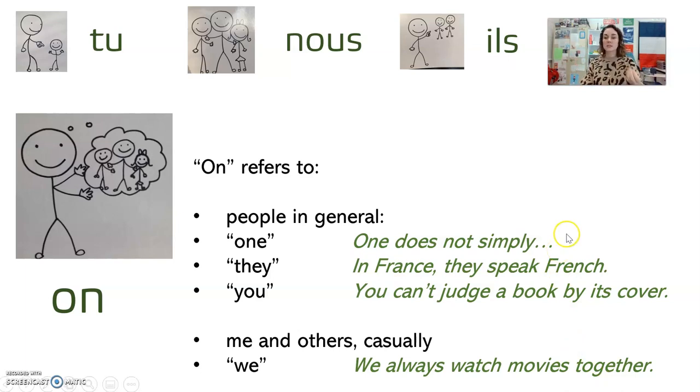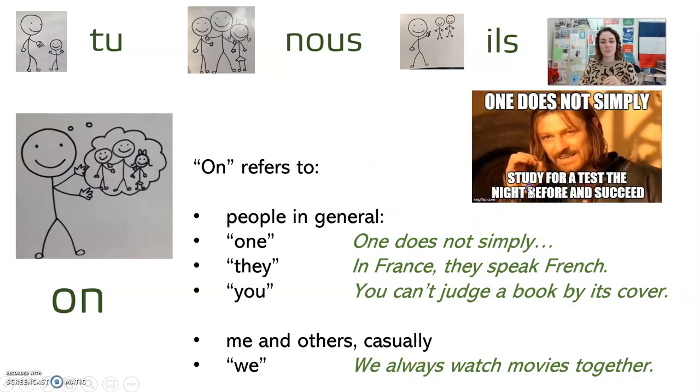Last but not least, and this is something we'll practice with more, if I'm talking about me and my friends, I'll use the word on instead of nous. Nous feels very stuffy and formal, and on is casual. And as a teenager, you'll be casual when you're talking about what we do. We watch movies on the weekend. You'll probably use on to sound natural.